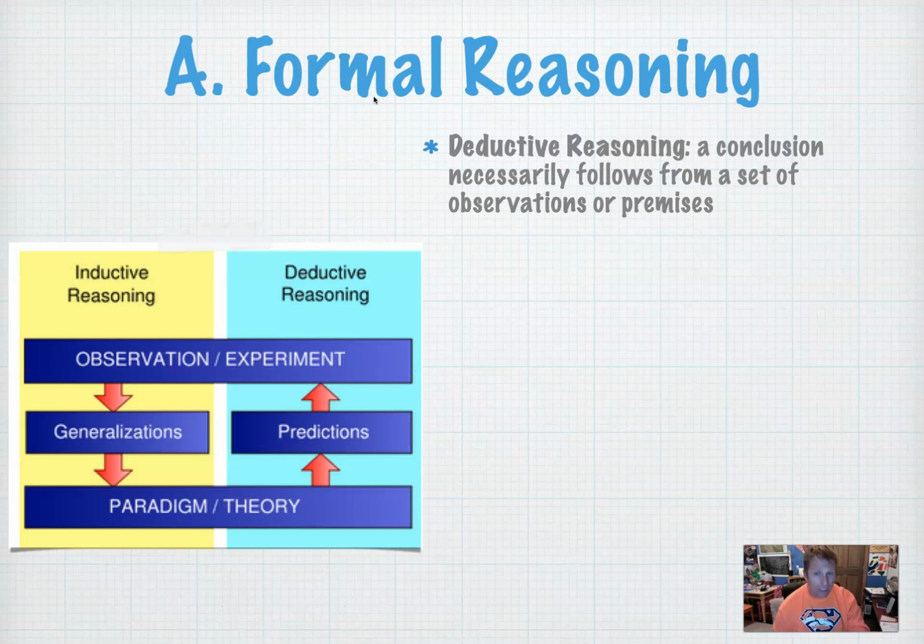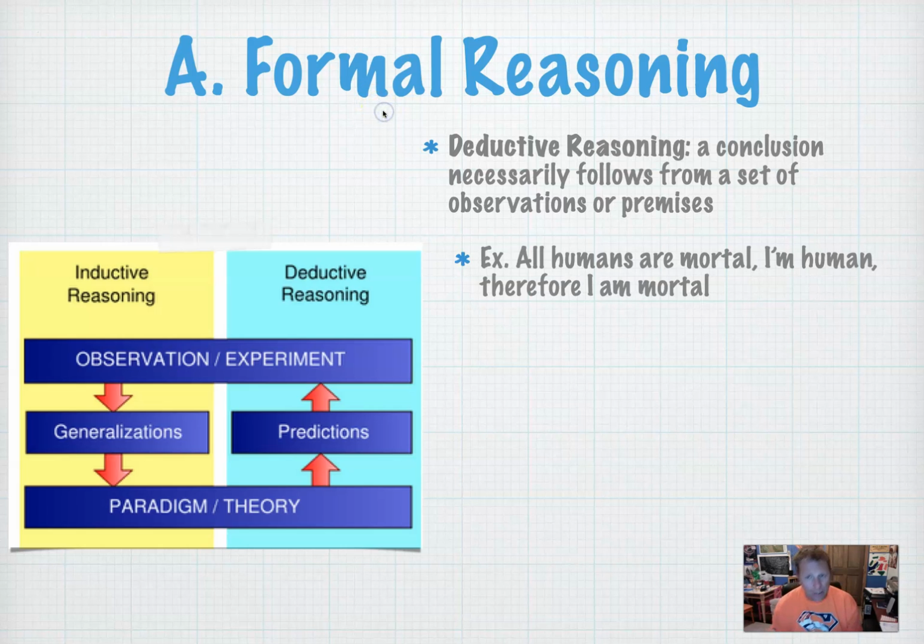In formal reasoning, we have deductive reasoning, where a conclusion necessarily follows from a set of observations or premises. So I observe A and B. I can see that this happened with situation A and B. So then, therefore, I can make the statement. For instance, all humans are mortal. That's statement A. I'm human. Statement B. Therefore, I am mortal. You're not Thor. Sorry.